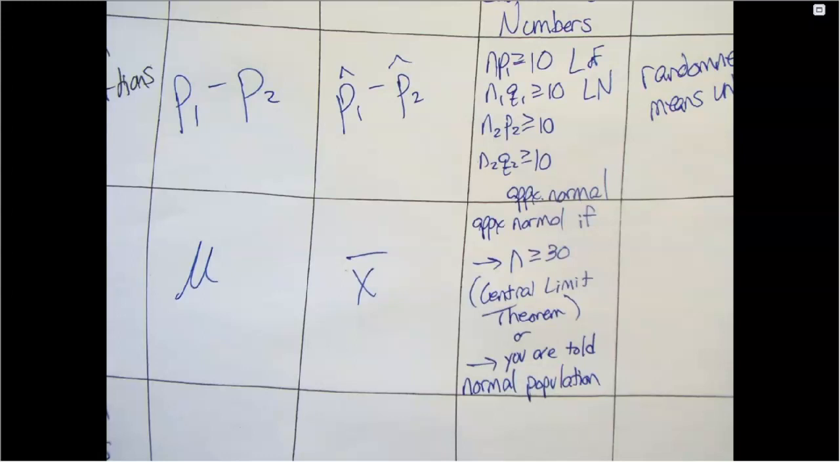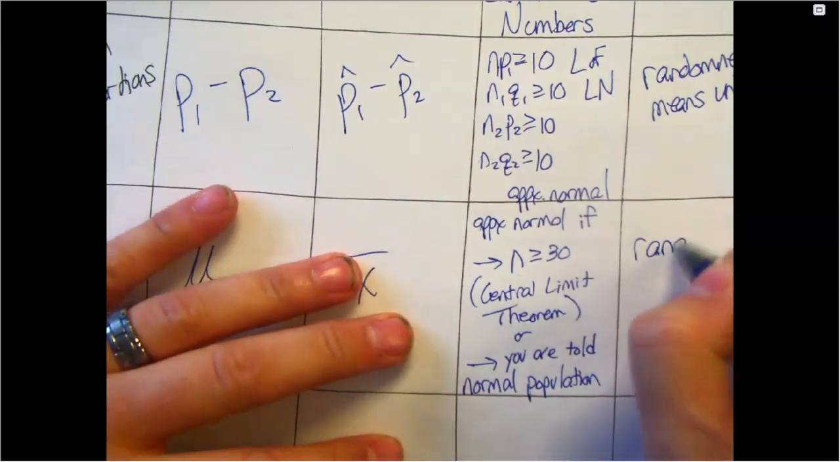So for the center, randomness still means unbiased. So I want to know the average height of all the students in the school, and I fairly randomly take a sample of 30 of you. Not going to happen every time, but on average, I would expect the average of my sample to be the same as the average of the big population if I'm doing it fairly, unbiased. So randomness still means unbiased.